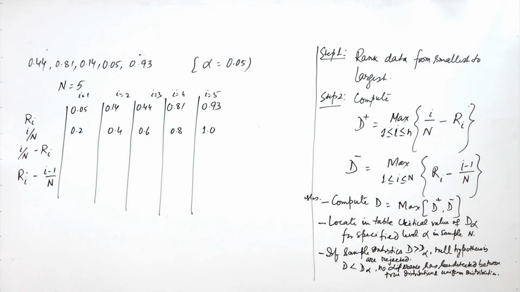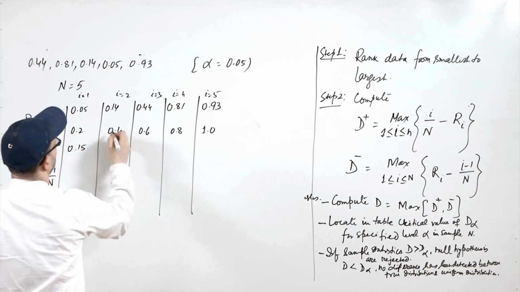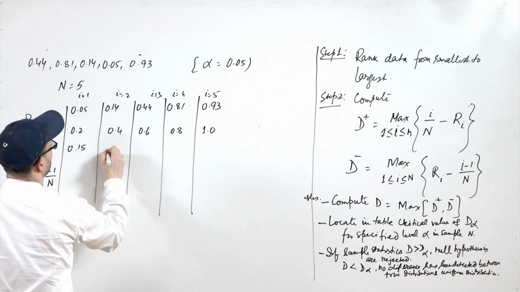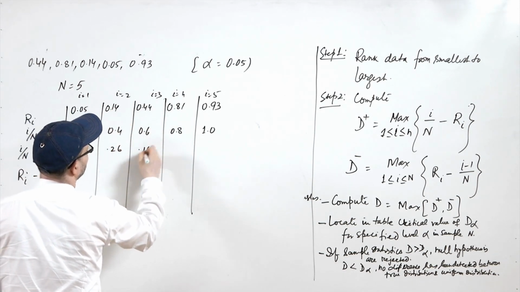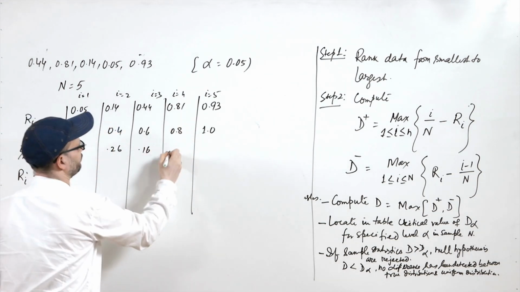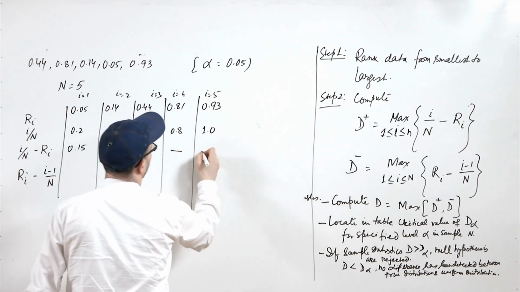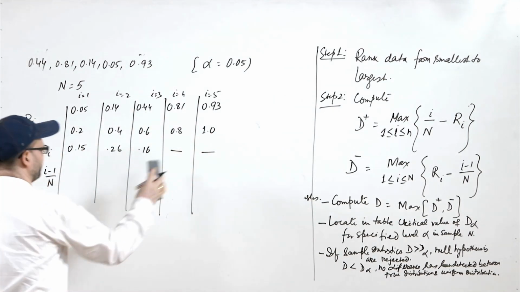Then i by n minus Ri. So, i by n minus Ri will be this minus this. So, that will be 0.15, this will be 0.4 minus 0.14, 0.26, this will be 0.1416, this will be minus 0.01. So, minus value need not be taken, and this will be 0.07.